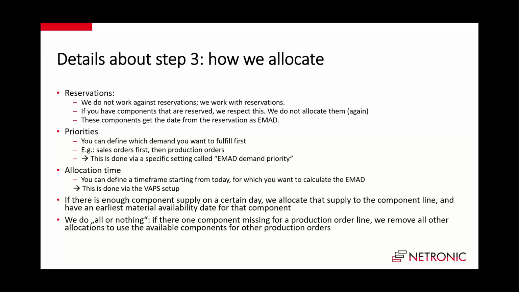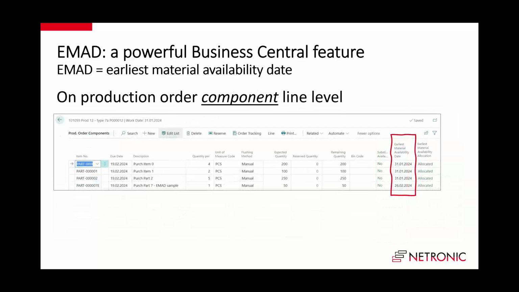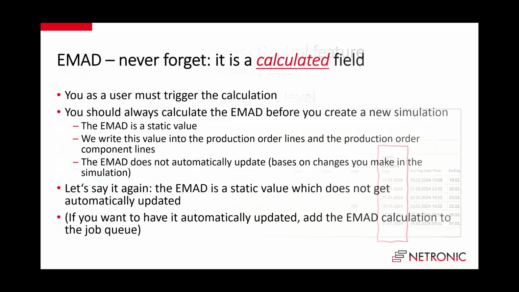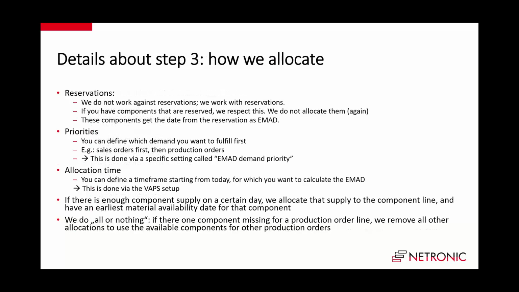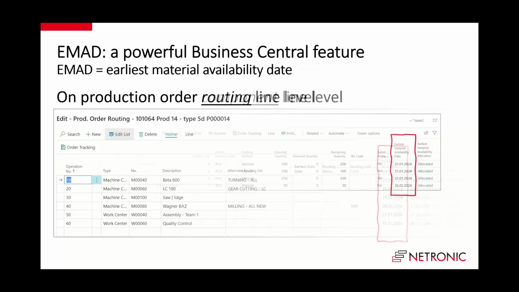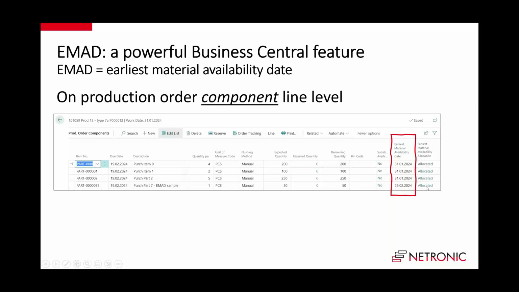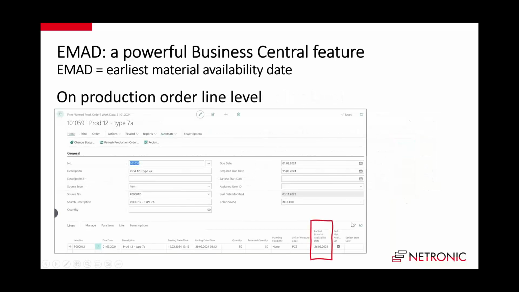And if there is enough component supply on a certain day, we allocate that supply to the component line and have an earliest material availability date for that component. Like we saw here on this slide, there was sufficient supply on that day, so we could make the allocation. It also says allocated here, and this is the date for which we could make the allocation. What is also important to know is the last bullet: we do all or nothing. In my case, we could allocate all materials, and so we got, one slide back, one earliest material availability date for the production order line.